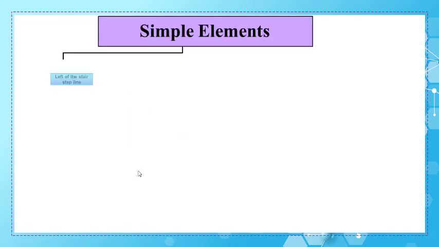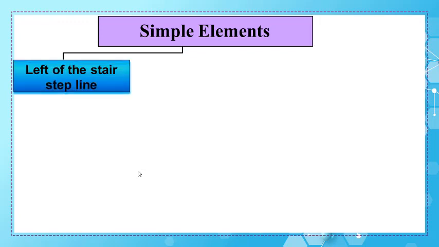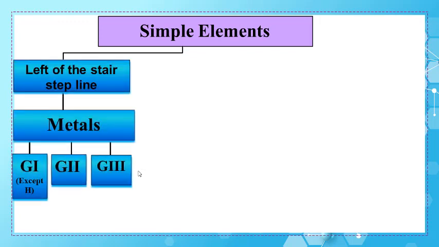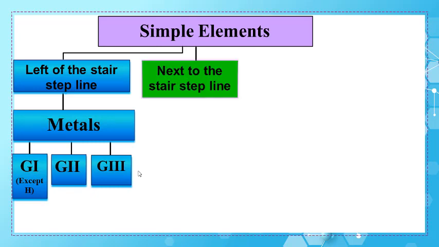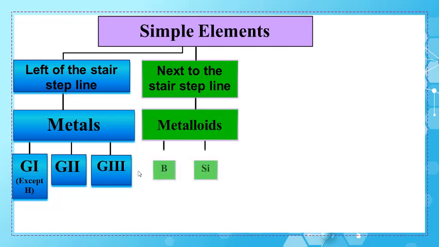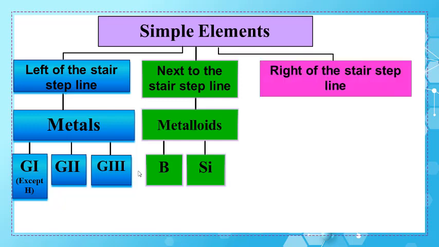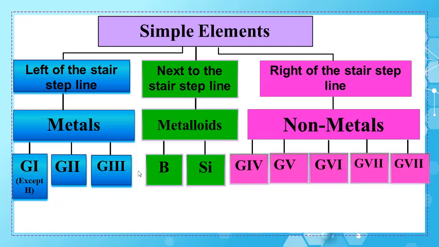And simple elements located to the left of the stair-step line are metals, and they fall in groups 1, 2, and 3. However, elements next to the stair-step line are metalloids, and they are boron and silicon in the first 20 elements. And elements to the right of the stair-step line are nonmetals and fall in groups 4, 5, 6, 7, and 8.